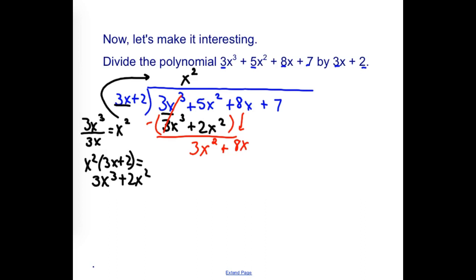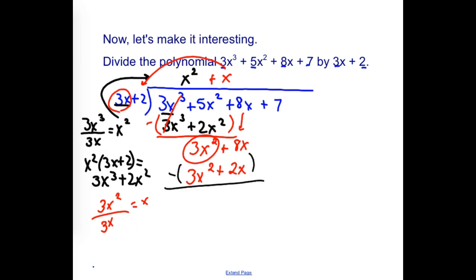All right, so 3x squared, focus on the first piece, and we're dividing by the first piece of this, the 3x, and all we would have left would be an x. So that's going to go up here, a positive x. And then I take x times 3x plus 2, which gets me 3x squared plus 2x, and now I have to subtract that. Again, the first term drops out. 3x squared minus 3x squared is 0. 8x minus 2x gives me 6x, and I bring down my 7.